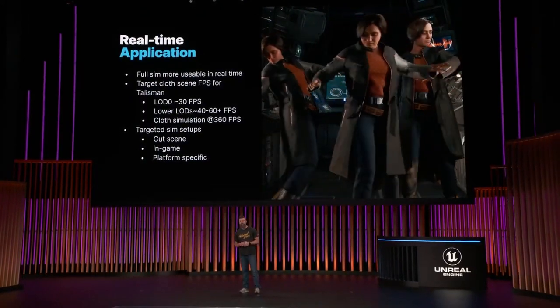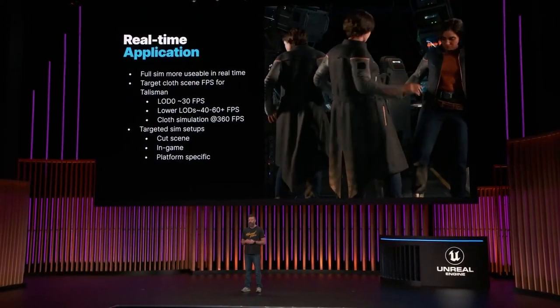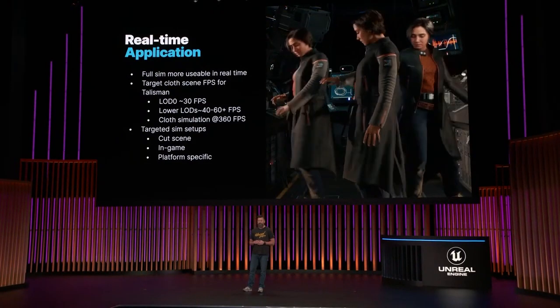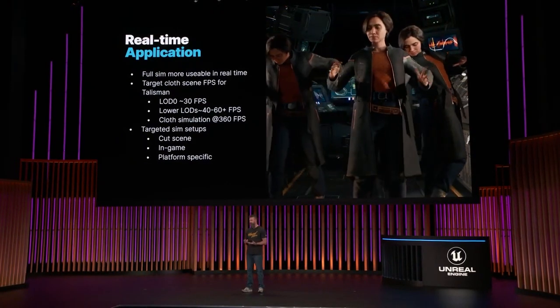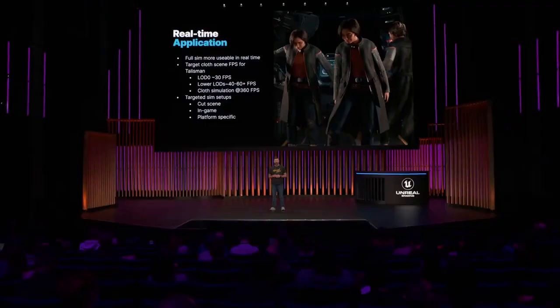For Talisman, our goal was 30 frames a second on a high-end machine, going for high-end quality simulation in a close-up scenario. Our lower LOD simulation frame rates come in anywhere from about 50 to 60 frames a second after tuning the graph for those specific LODs. Total simulated vertices, self-collisions, and solver iterations are the biggest factors for performance.